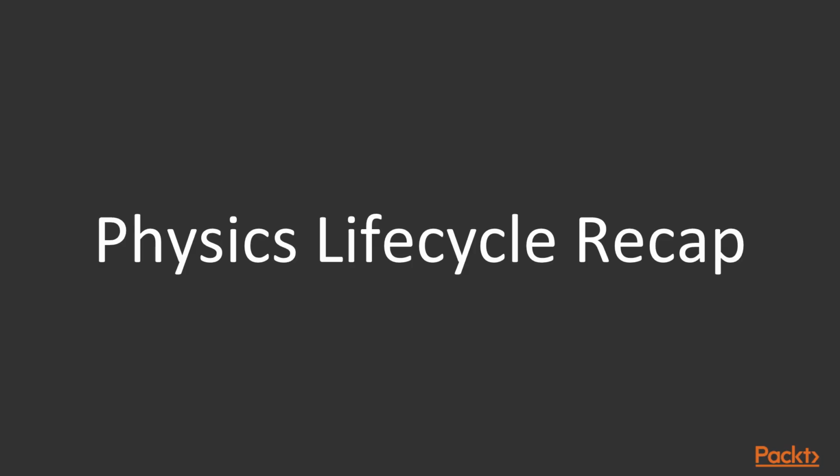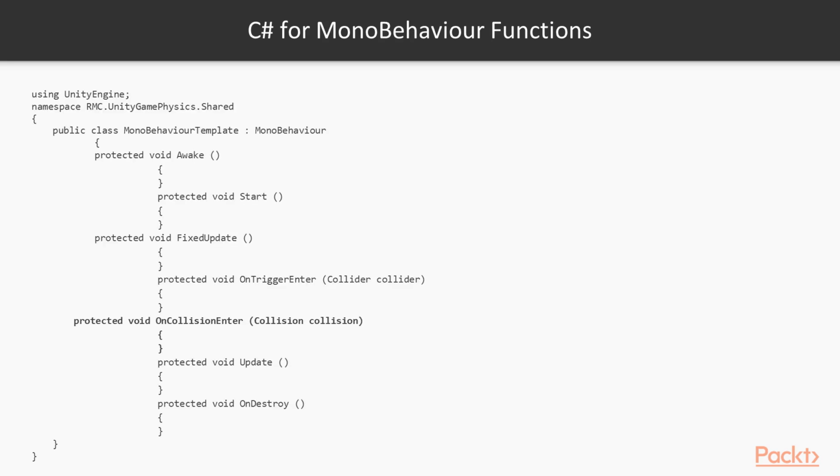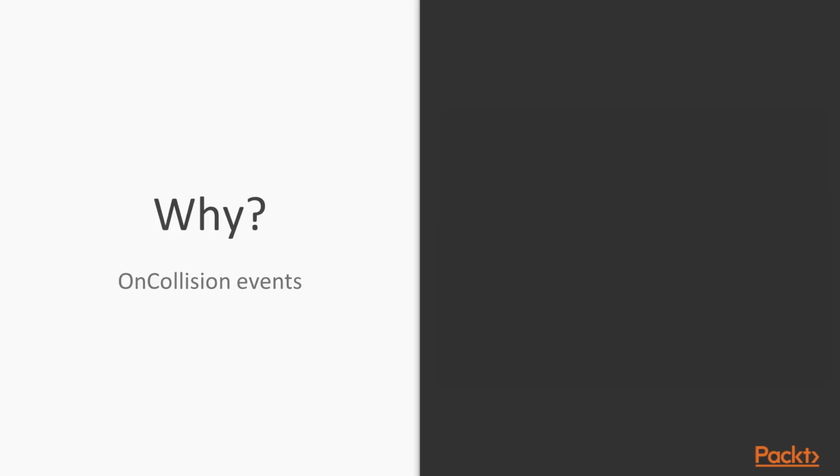Physics lifecycle recap. As we saw in earlier sections, the OnCollision events are called when a collider intersects another collider. We use the OnCollision enter method inside of a MonoBehaviour, and we notice that we get passed the collision object. OnCollision events, let's take a closer look. Why do we use them?